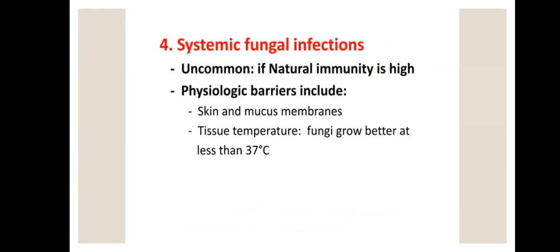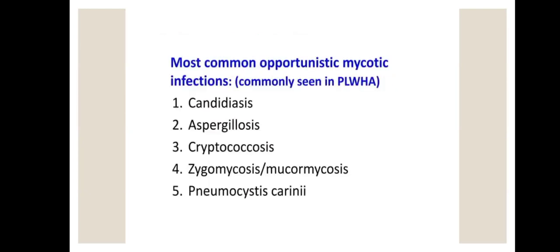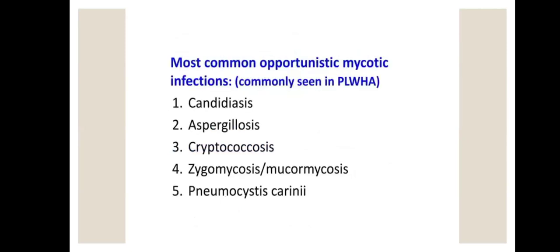Systemic, it's very, very common in immunosuppressive patients like HIV infections or AIDS patients, you can see systemic fungal infections. Same also, opportunistic mycosis, also very common with HIV or AIDS patients. Like PLWHA, patient living with HIV or AIDS. Like that, the opportunistic mycotic infections you can see, candidiasis, aspergillosis, all these things. And the things we are getting in OPDs are superficial fungal infections. That's tinea infections.